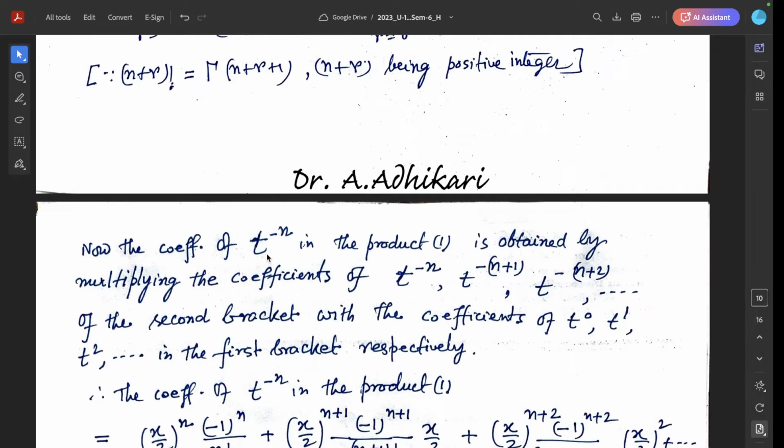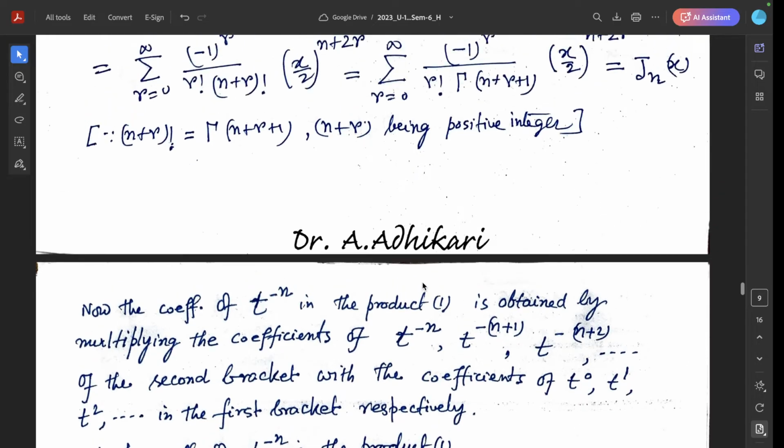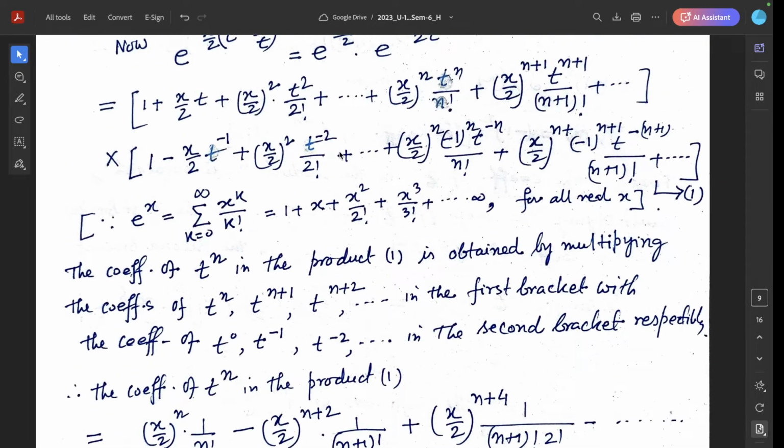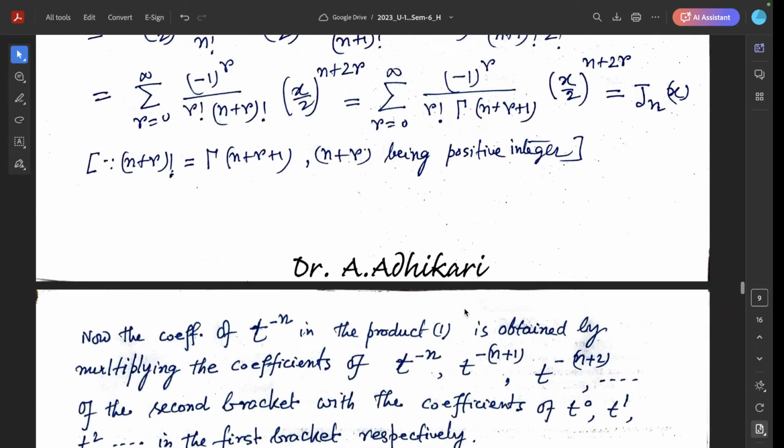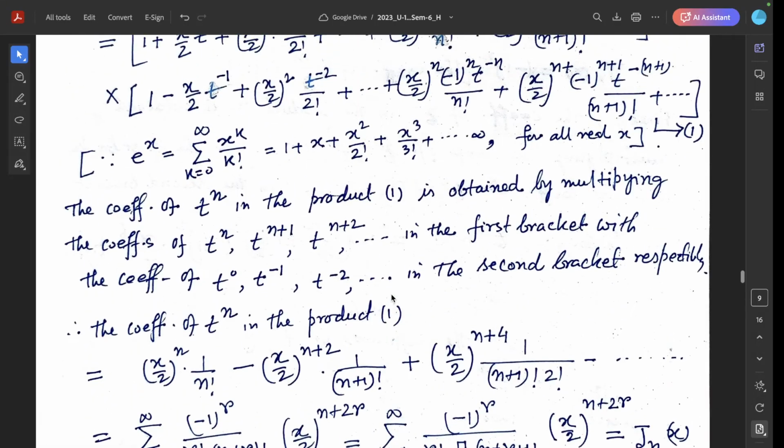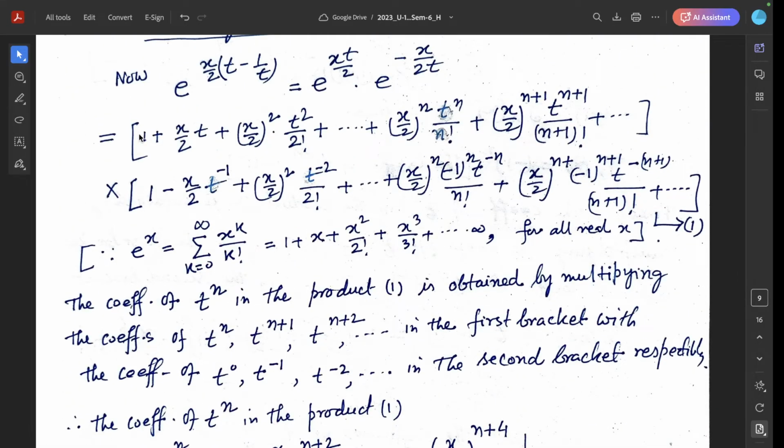Now the coefficient of t to the power minus n in the product is obtained by multiplying the coefficients of t to the power minus n, minus n+1, minus n+2 of the second bracket with the coefficients of t to the power 0, 1, 2 in the first bracket respectively. So we collect this term from the second bracket, that is t to the power minus n, and next into the first bracket t to the power 0. So multiplying t to the power minus n into t to the power 0 is 1.